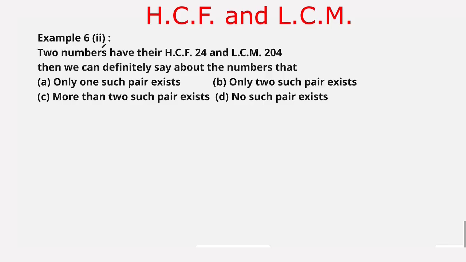Example 6, second. Two numbers have their HCF 24 and LCM 204. Then we can definitely say about the numbers that option A, only one such pair exists. Option B, only 2 such pairs exist. Option C, more than 2 such pairs exist. Option D, no such pair exists.